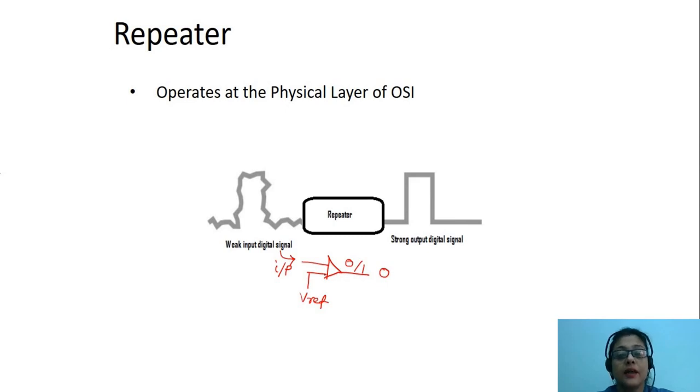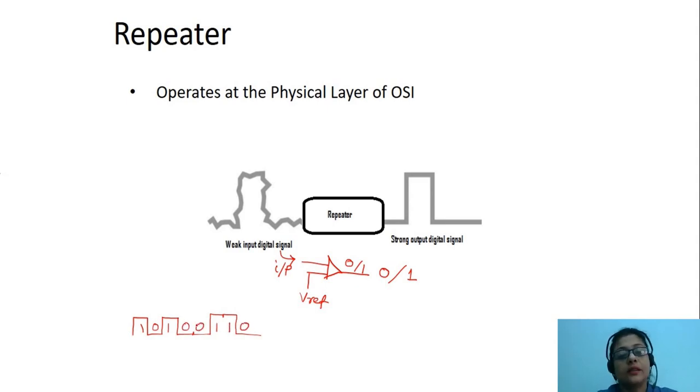On the other hand, if the reference voltage is lower than the input voltage, then the output of the repeater will give a 1. Let us draw one example here. Let's say this is the original pulse. So this original pulse is 1, 0, 1, 0, 0, 1, 1, 0.